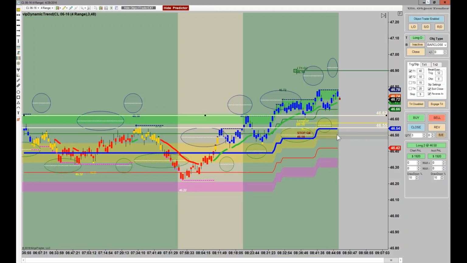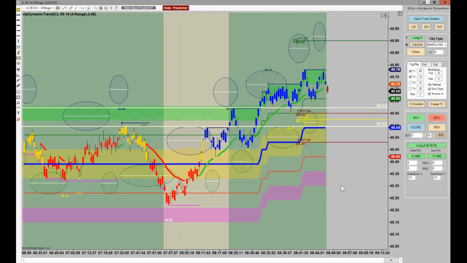And of course, our stop wouldn't be way down here. Everybody knows that, right? It'd be all the way up. Well, at least under here, like so.